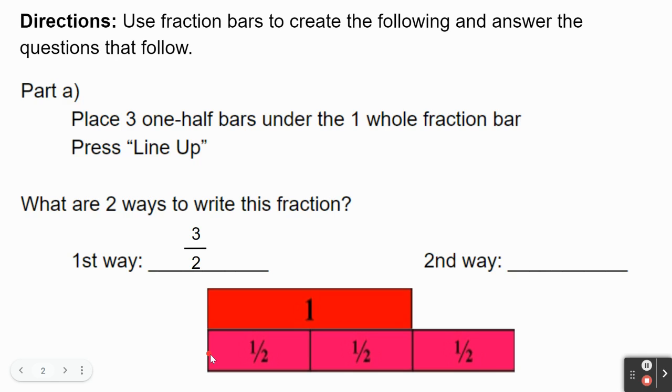Another way we can write this is a mixed number. So a mixed number means that we have a whole and then a fraction after that whole. Well, if we look, we have 1 whole that's completely made up out of the 2 1/2 bars, and we have 1/2 left over. We can represent this as 1 and 1/2. So this means that 3 halves is equivalent to 1 and 1/2.